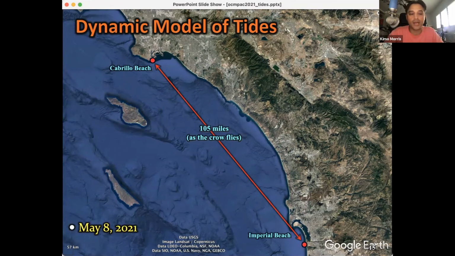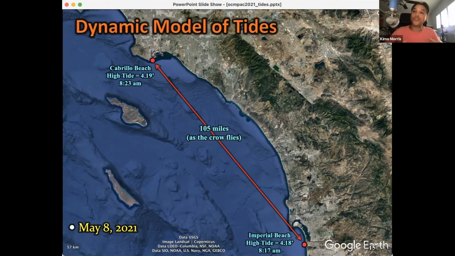So I picked this, by the way. These are the tides for today for Cabrillo Beach up near the Port of Los Angeles and down at Imperial Beach. I chose these two points because they're a little more than 100 miles away. That's only 100 miles. On the grand scheme of things, you would expect them to still be at the same time, and yet they're not. They're actually offset by about 6 minutes.